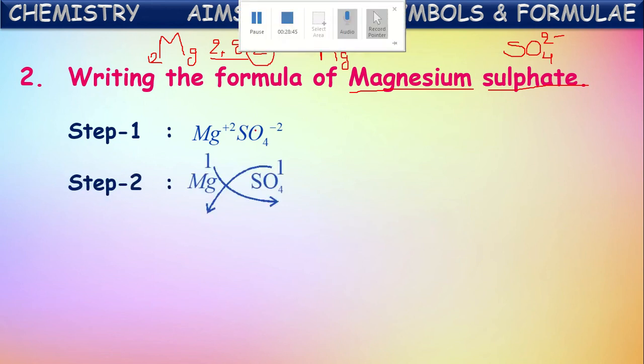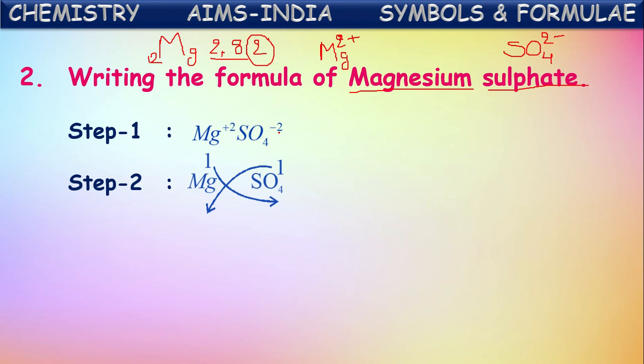See, this is also having 2 in these charges. Common factor 2 can be eliminated. Now it becomes Mg plus 1, SO4 minus 1. Then we have to neglect the charge symbols, plus and minus. So it becomes Mg1 SO4 1.